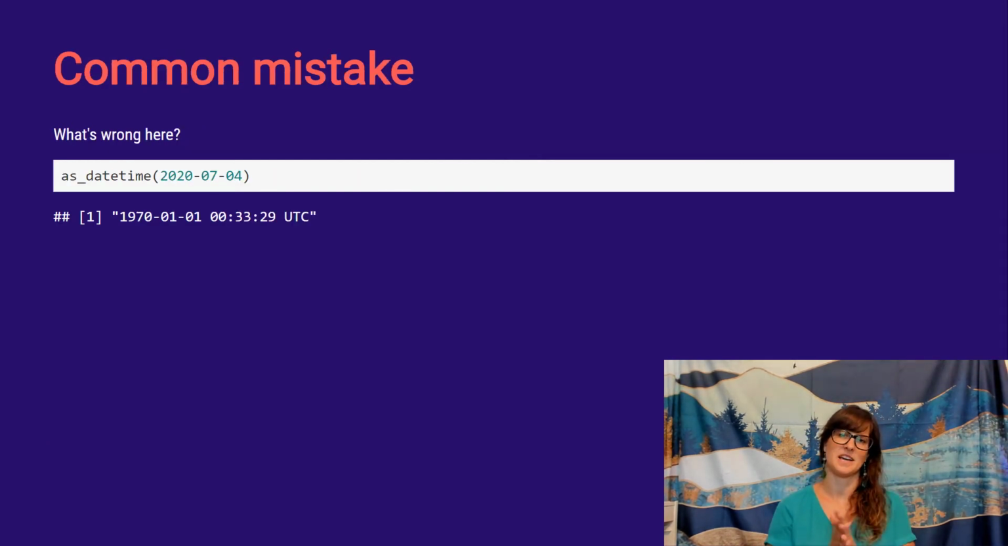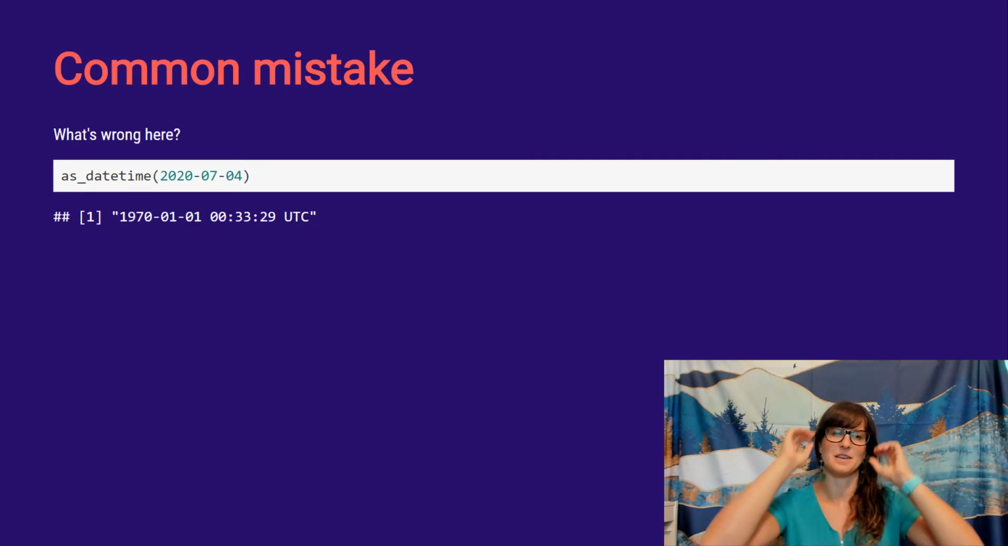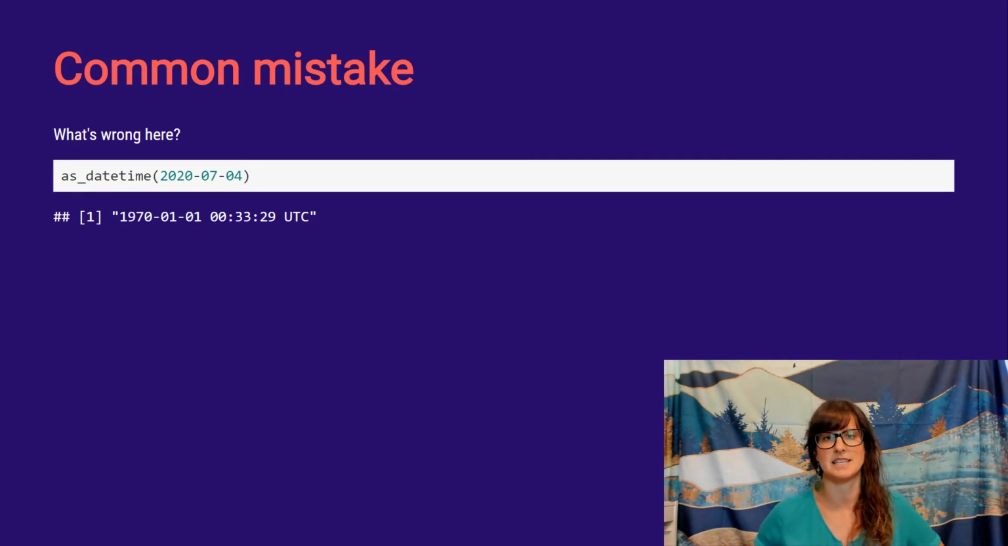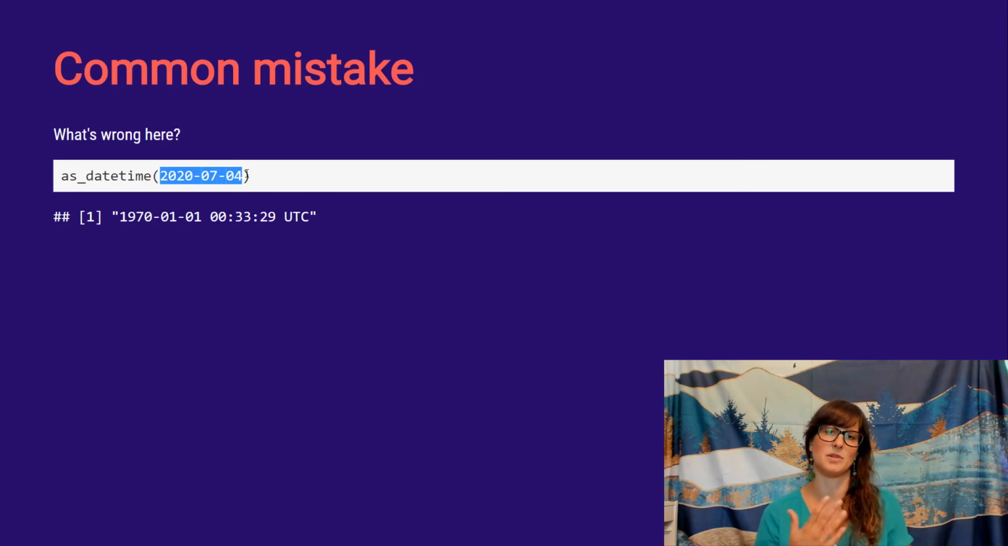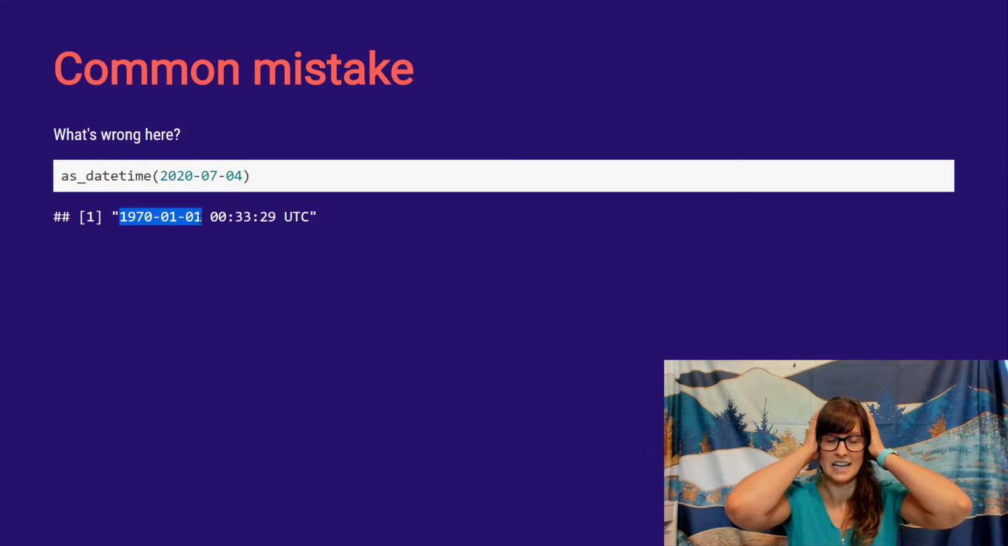So one thing I want to point out before I send you off to learn independently is probably the most common mistake I see. What is wrong here? I've used the as_DateTime function, and I've given it this date in perfect form. So now we're not dealing with that problem where it's human readable but not computer readable. I've given it that very specific format. And I said, July 4th, 2020, and you didn't get an error, you didn't get a warning, it perfectly processed into a DateTime object of January 1st, 1970. What happened?